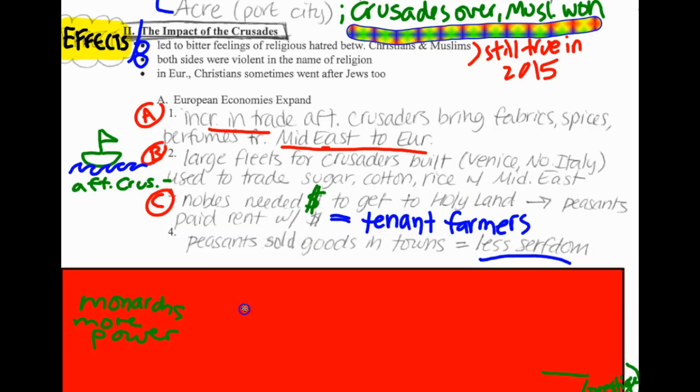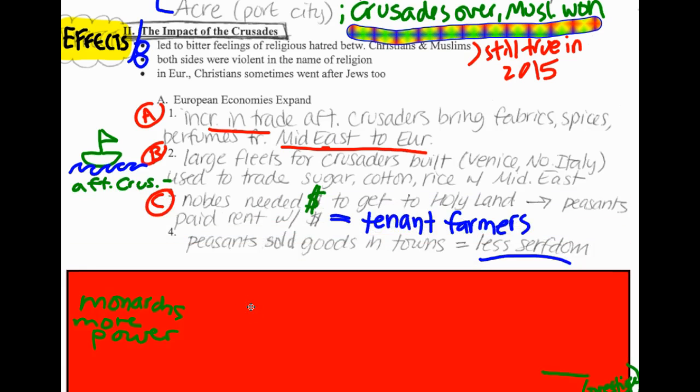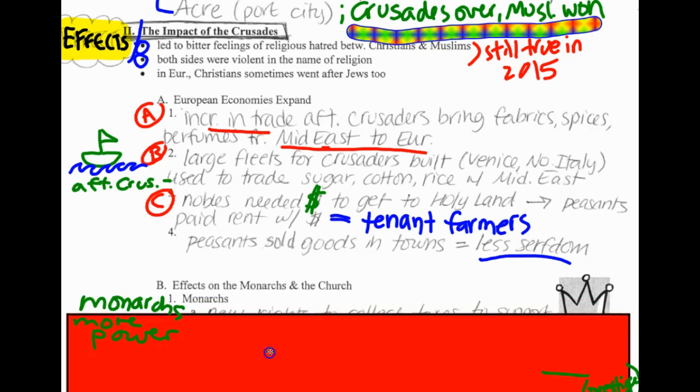Next up, this has to do with nobles needing money to get to the Holy Land, so they want peasants to become tenant farmers and pay rent to them for the farmland, because then they get the money and they can get to the Holy Land. This led to fewer peasants being tied to the Lord for life, and that was giving them more independence. I would write a short version of these facts to the side of your paper. Nobles wanting money to get to the Holy Land led to peasants being tenant farmers.